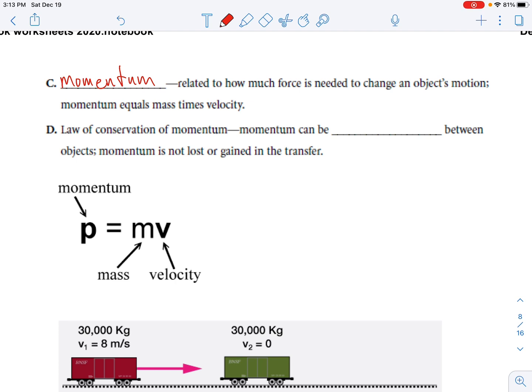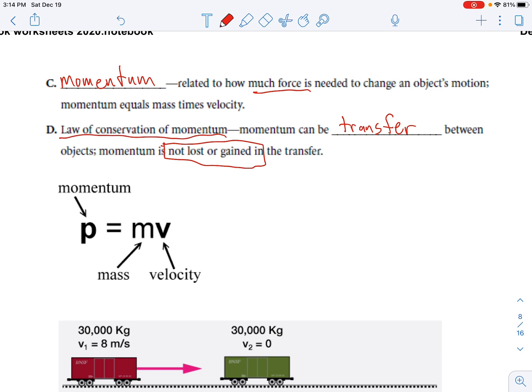And momentum is how much force you need to change something's motion. So how much pushing or pulling do you need to make it start moving, or to speed it up, or to slow it down? All of that could be used for a momentum. Okay. Now you can transfer momentum between one object and another, and we do not gain or lose any. That's called the law of conservation of momentum.